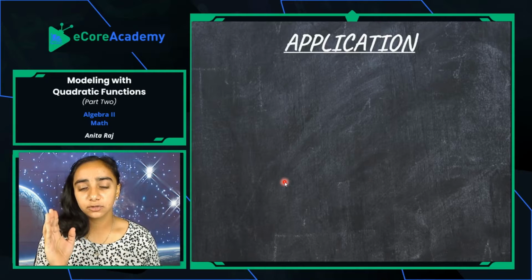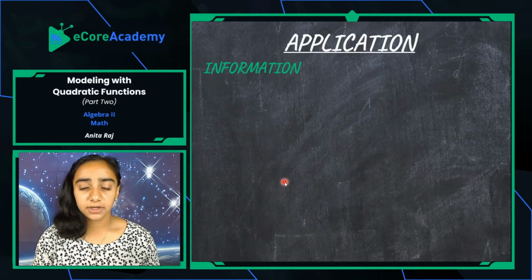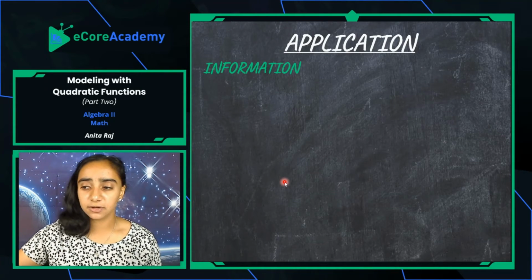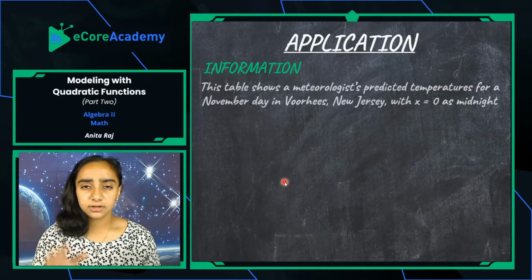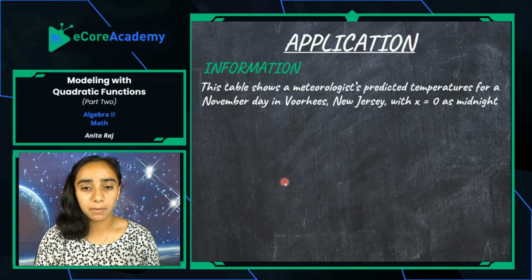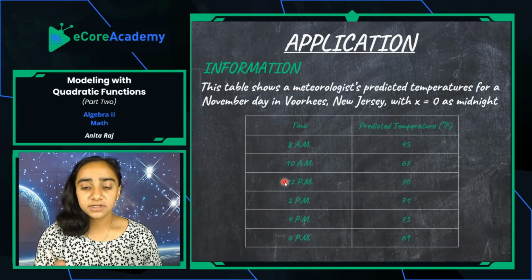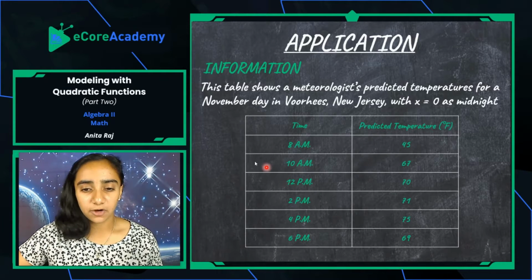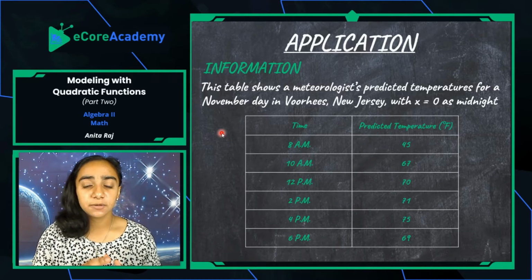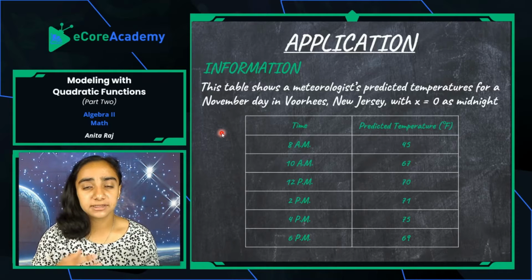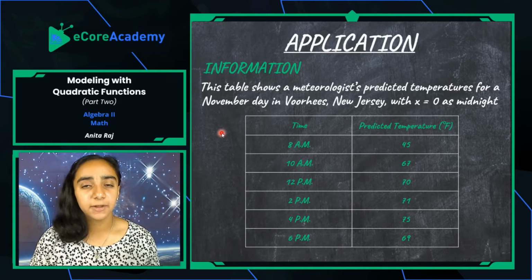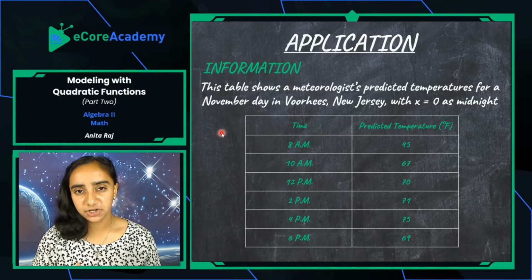So let's get into the application itself. So here's some information that is important for you to know. Here's the actual word problem I came up with. So this table that you see right here on the screen, this table shows a meteorologist's predicted temperatures for a November day in Voorhees, New Jersey, with x equals 0 as midnight. So let's break all this information down.